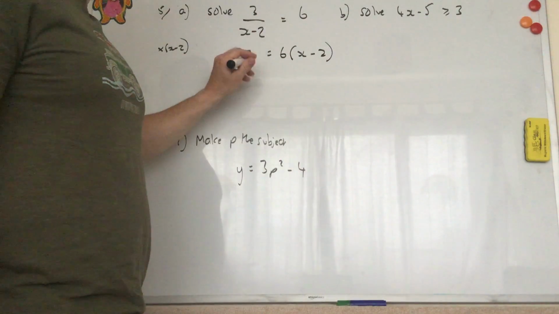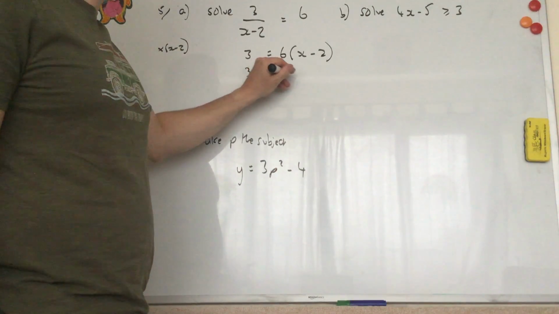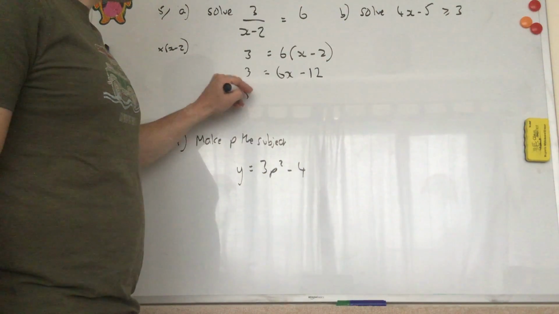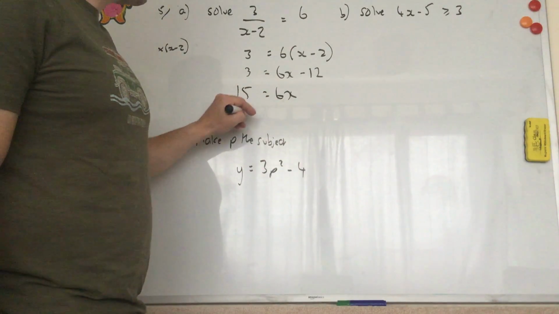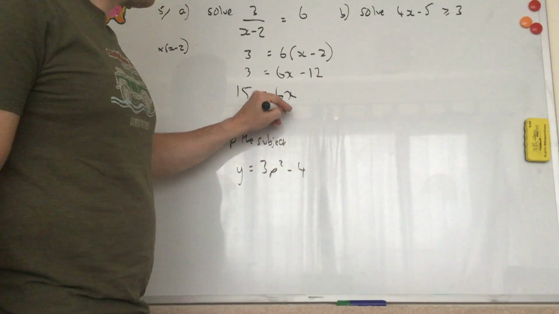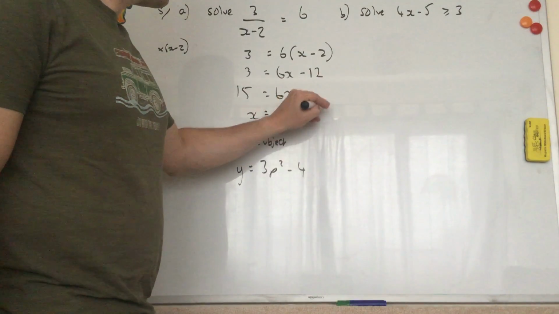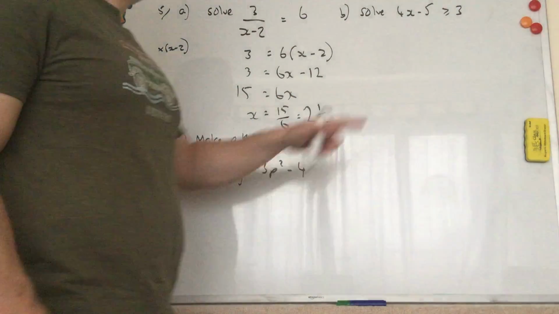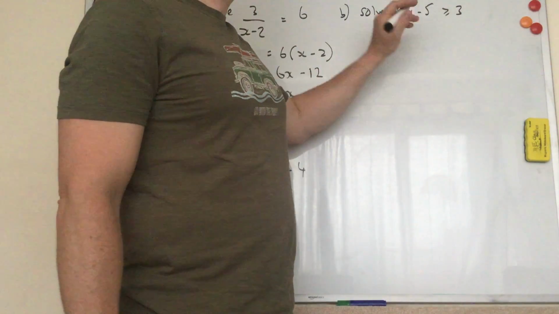Okay, expand the brackets, 3 equals 6x minus 12, add the 12, 15 equals 6x, and divide by 6, we get x equals 15 over 6, which is 2.5. Okay, solve the inequality, leave the inequality sign as is.